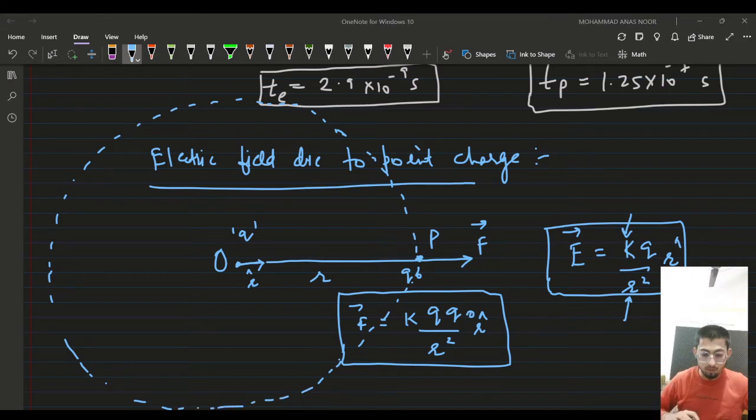Correct? Oh, what happened? What happened? I just clicked some random icon. Just wait a second.